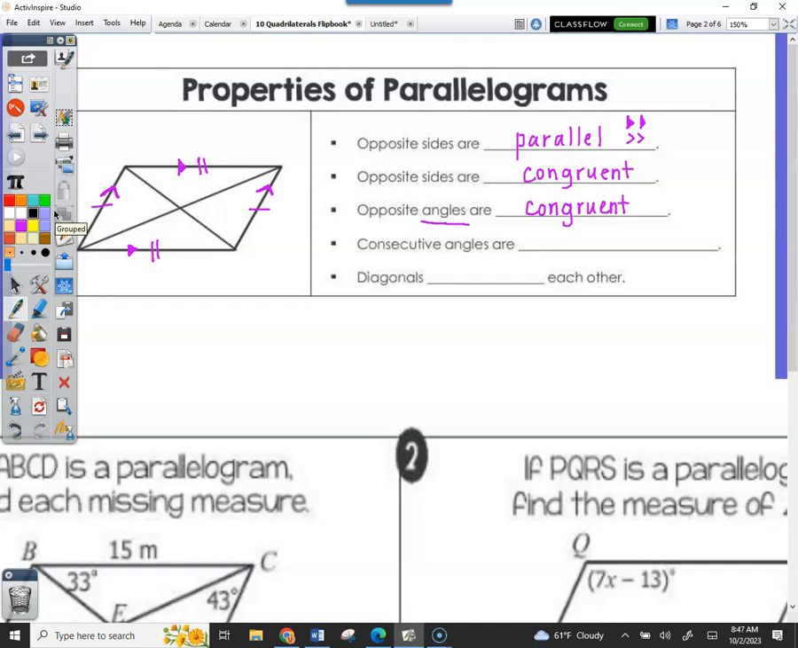Maybe I can't get the board to pull up an additional color. My board must think it's already fall break. All right, let's try that again. There we go. I'm going to change to blue.